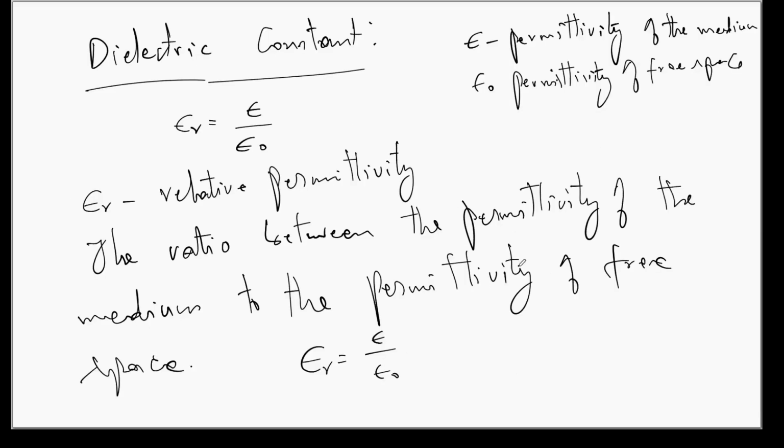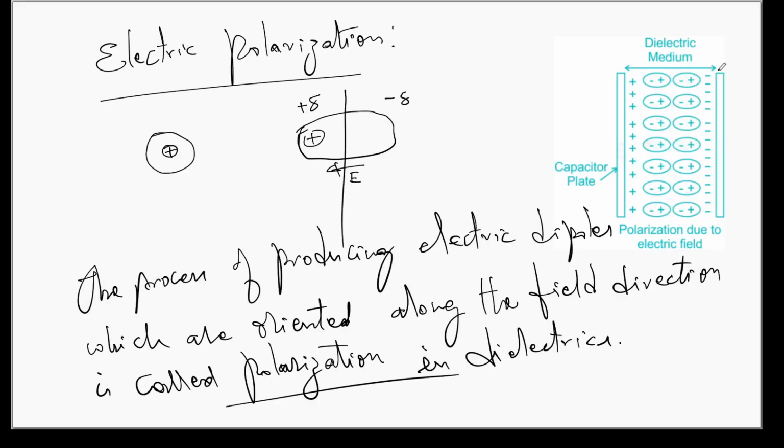We have defined a constant called the dielectric constant. It is defined as the ratio between the permittivity of the medium to the permittivity of free space. Epsilon r is equal to epsilon upon epsilon 0, where epsilon is the permittivity of the medium and epsilon 0 is the permittivity of free space. We have seen what electric polarization is. It is the process of producing electric dipoles which are oriented along the field direction.